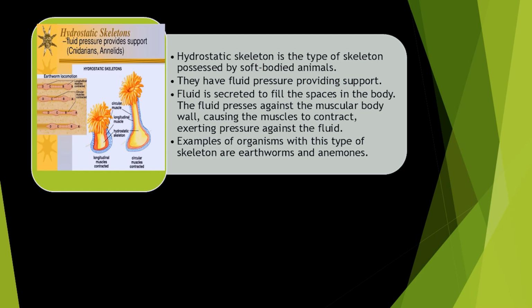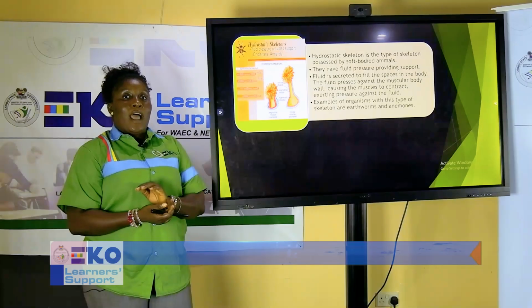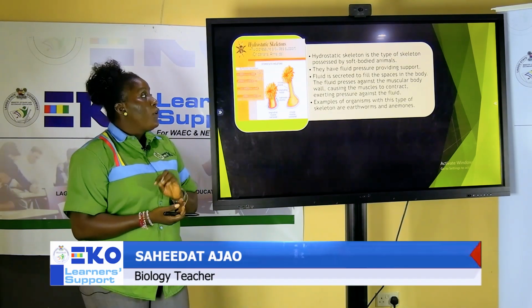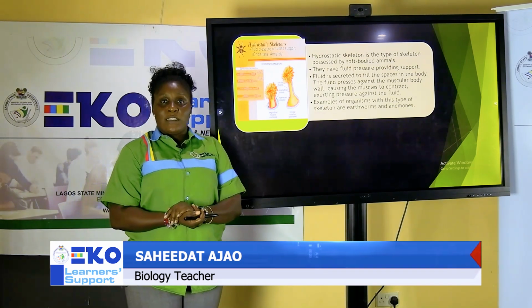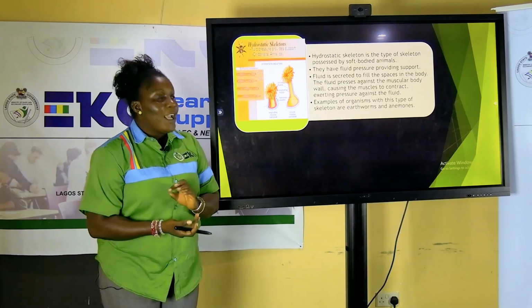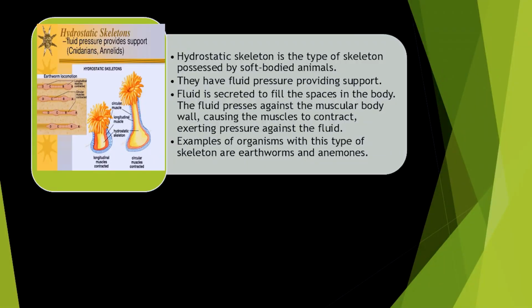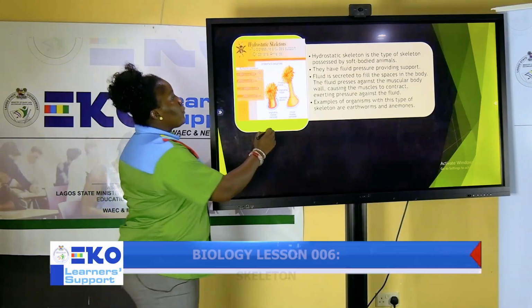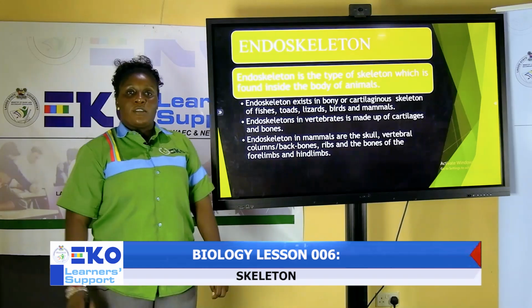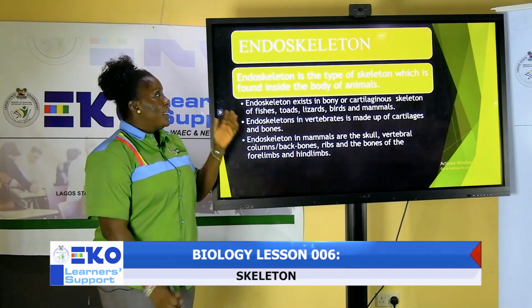Hydrostatic skeleton is the type of skeleton possessed by soft body animals. They have fluid pressure providing support. Examples of organisms with this kind of skeleton are the earthworms and the sea animals. Please take note, earthworm is one word. It shouldn't be spelled separately. Earthworm must be together.